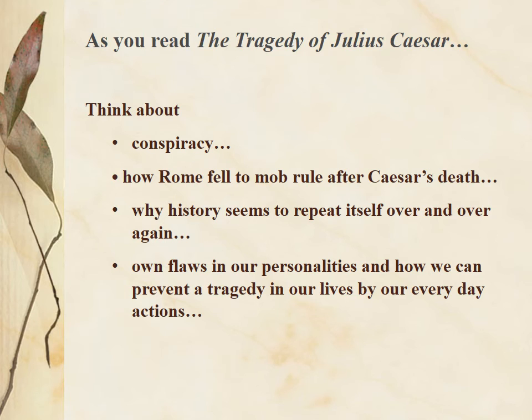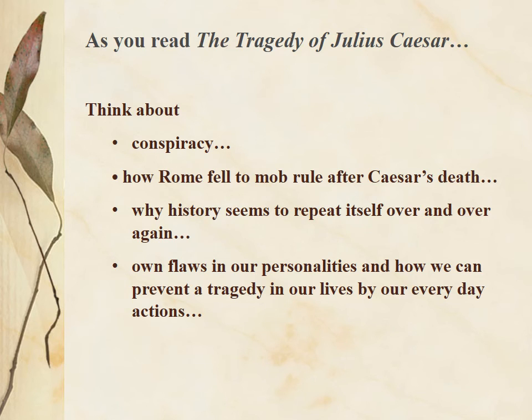Now, as you read through the tragedy of Julius Caesar, I want you to think about a few things. Think about conspiracy, think about the word, and think about all the places that you see it appear in the play. Also, think about how Rome fell to mob rule after Caesar's death. Think about places in the world today where once leaders, whether corrupt or not corrupt, fall down.